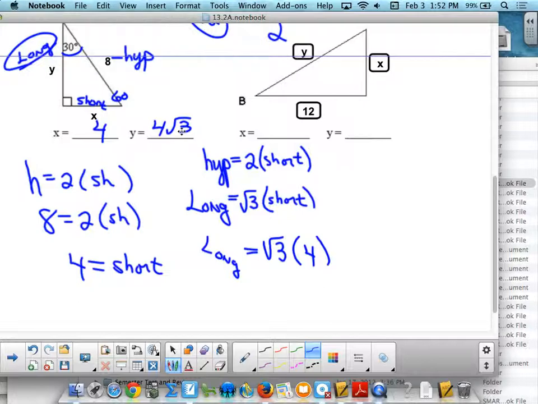Yeah. This is probably the easiest one I can give you. If I ever give you hypotenuse, it's so easy to go backwards. Half of this is 4. And the long side is the short side times square root of 3. So it's so quick. What's this? The long leg.